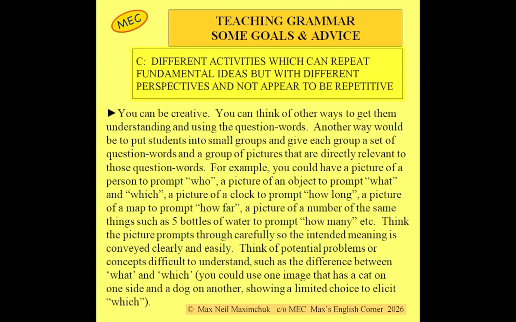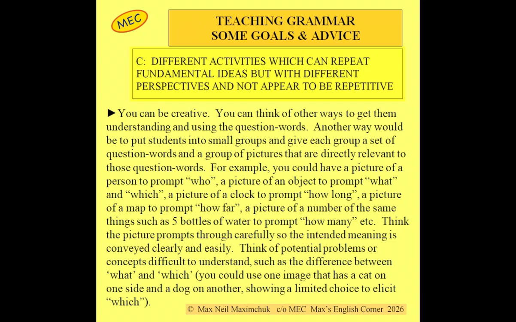Another way would be to put students into small groups and give each group a set of question words and a group of pictures that are directly relevant to those question words. For example, you could have a picture of a person to prompt who, a picture of an object to prompt what and which, a picture of a clock to prompt how long, a picture of a map to prompt how far, a picture of a number of the same things, such as 5 bottles of water, to prompt how many.